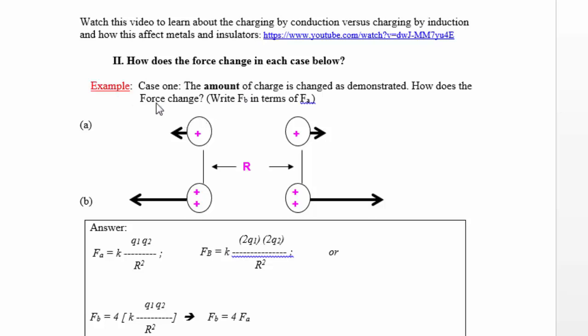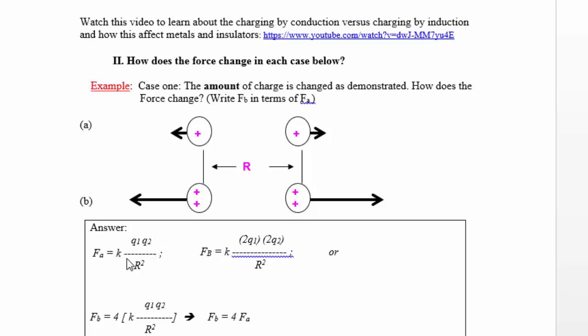In the first example here, we have two charges that have a certain distance between them, r. Now what will happen if we double each charge? Recall that Coulomb's law states that the force between any two charges is equal to a constant k times the charge of the first object times the charge of the second object divided by the square of the distance between their centers. So if this is the formula for case A, what would be the formula for case B?